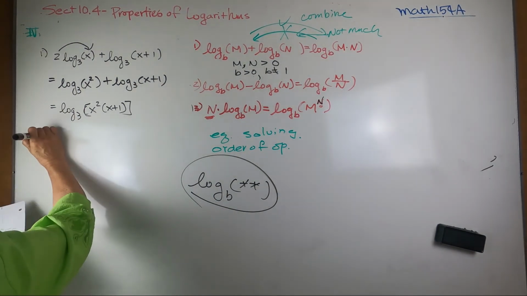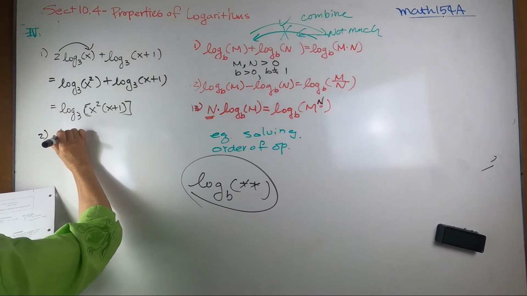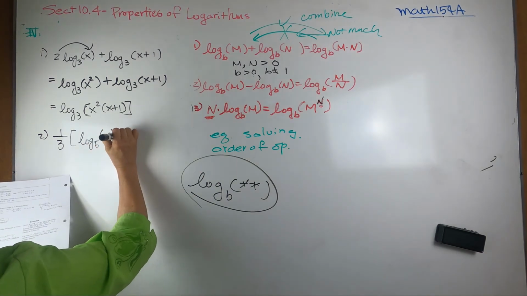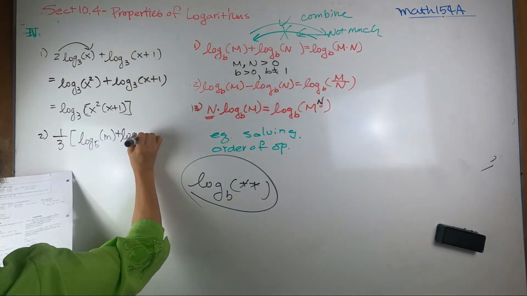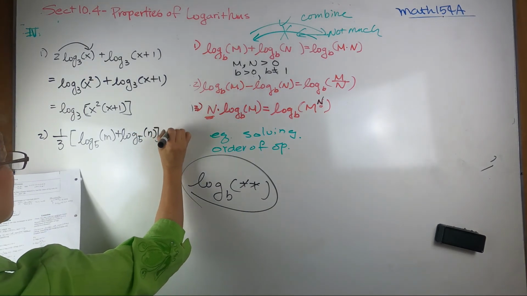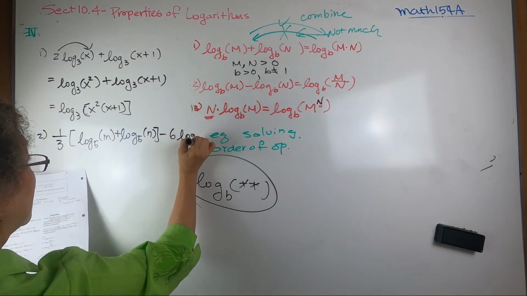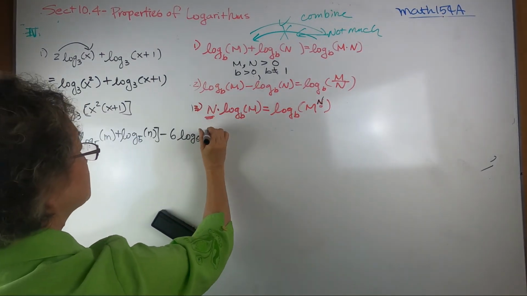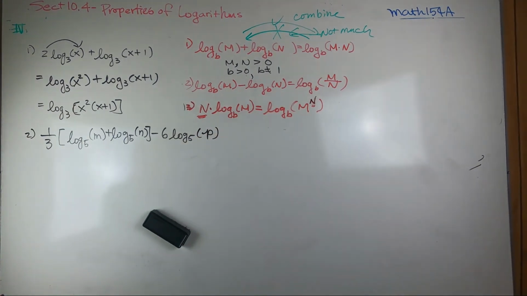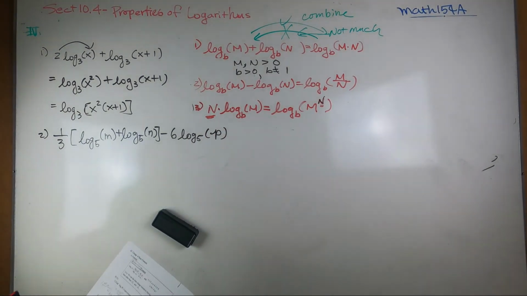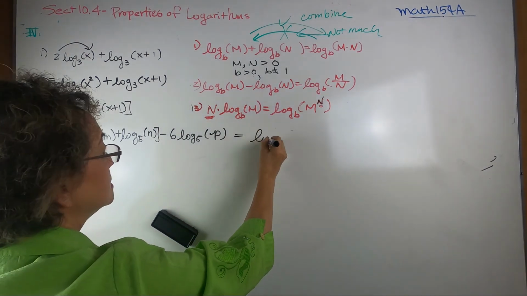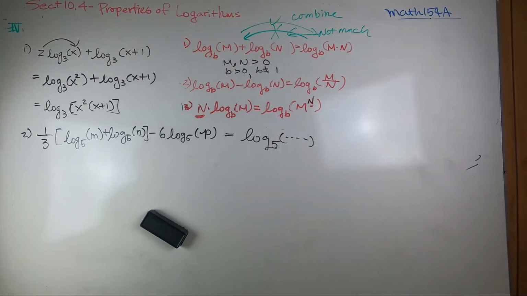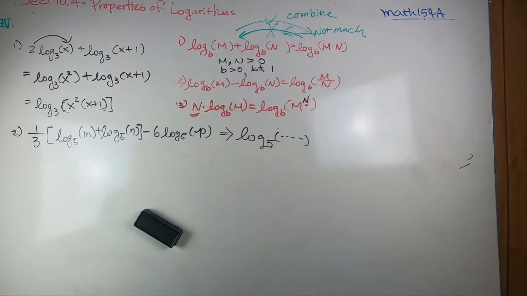Okay? Then let's look at the next one. If I have 1/3 log 5m plus log 5n minus 6 log 5p. So we want to write the answer as just log base 5, then whatever is inside, right? That's what we want to do.